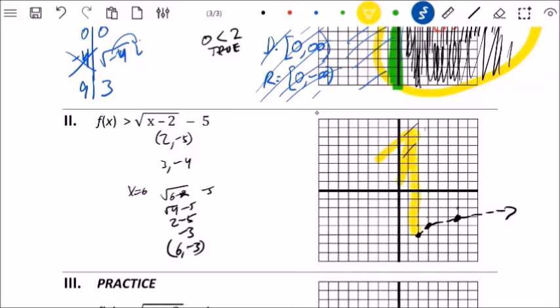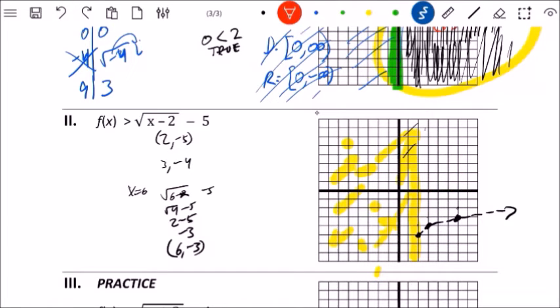Nothing over here, because of the fact that our domain starts here and goes that way. It has to go larger. So that means if we want to pick a number, we either pick a number from this area or pick a number from this area to test it.